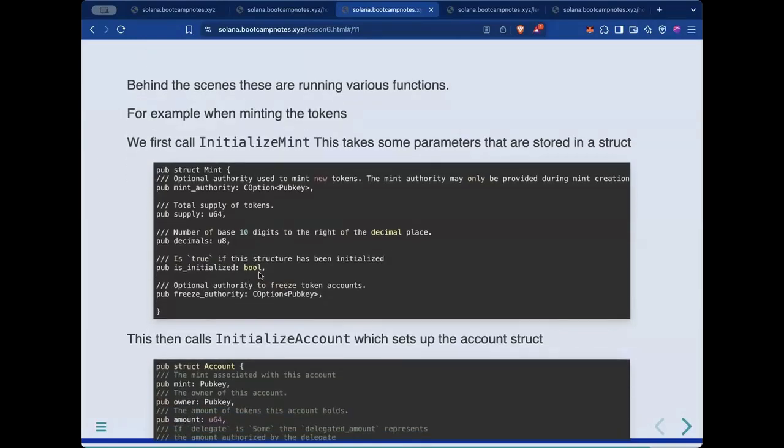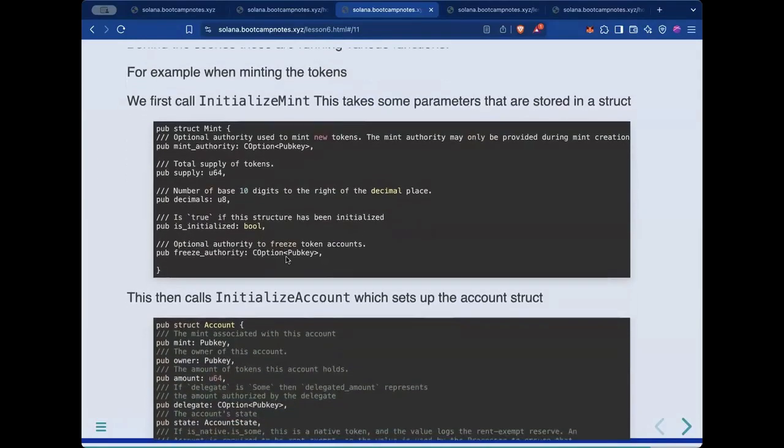We have a flag here to make sure this has been initialized. We also have the possibility of a freeze authority. So the idea is that an administrator will be the freeze authority, and they will be able to freeze accounts and stop particular accounts from spending tokens of this particular token type.